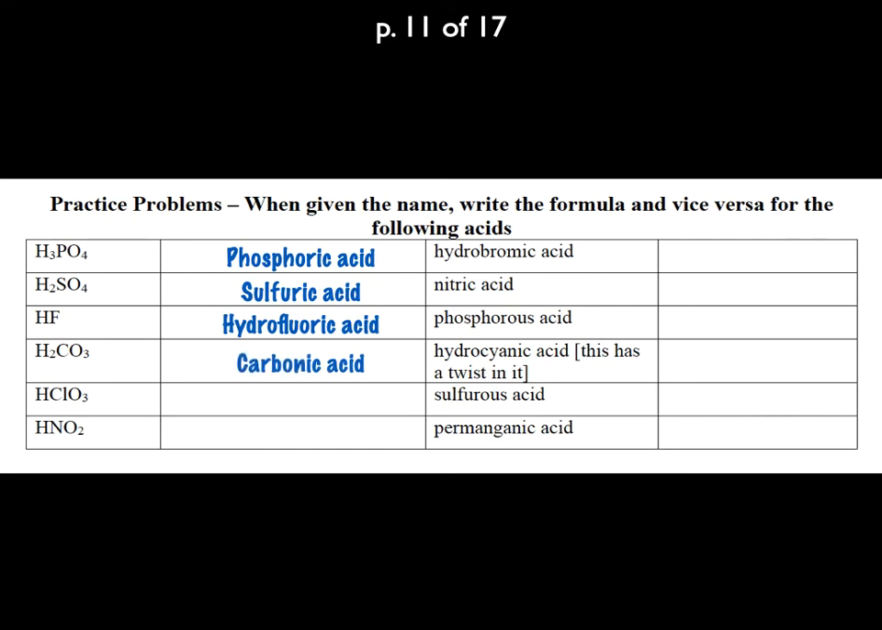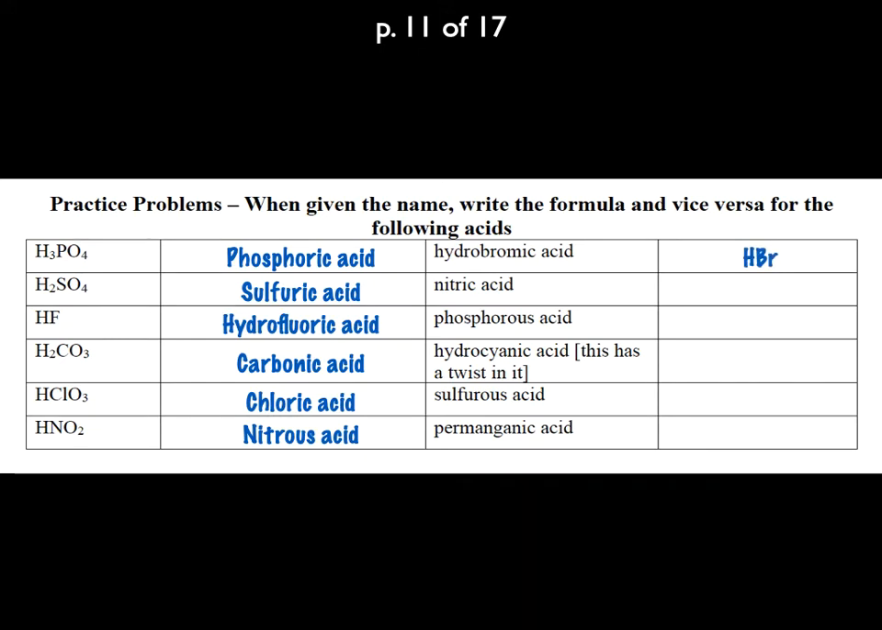H2CO3, carbonic acid. HClO3, chloric acid. And HNO2, nitrous acid. On the right side, going from the name to the formula, you have to look up the anions. So hydrobromic acid comes from bromide, so that would be HBr.